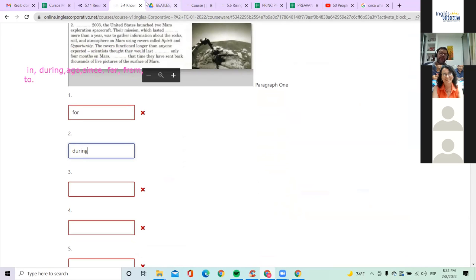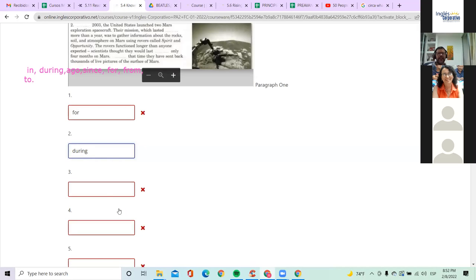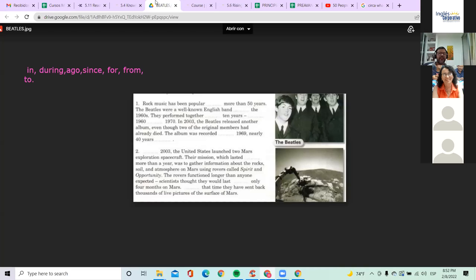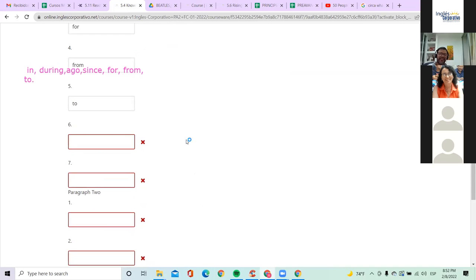We'll use during for this example. They performed together for 10 years. 1960. For 10 years. Yes, that's right. And then we have the period of time. We have 1960 and 1970. Years. What are the words that we need to use? From 1960 to 1970, right? Porque recordemos que estas son las palabras que estamos ocupando.